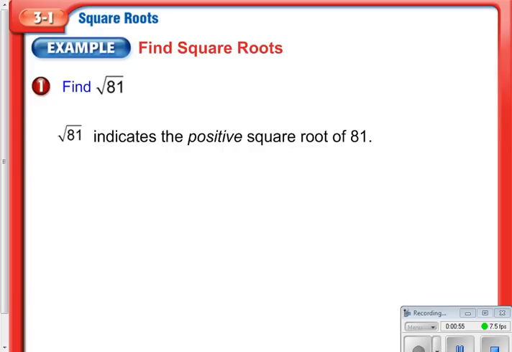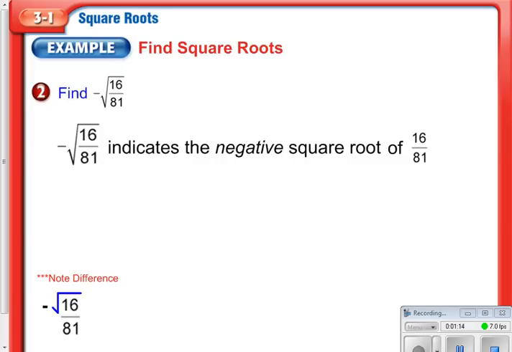First example here, the first three examples are pretty generic. You're going to be able to look at it. They give you the square root of 81. Know that the square root of 81 indicates that it is the positive root of 81. The square root of 81 is 9.